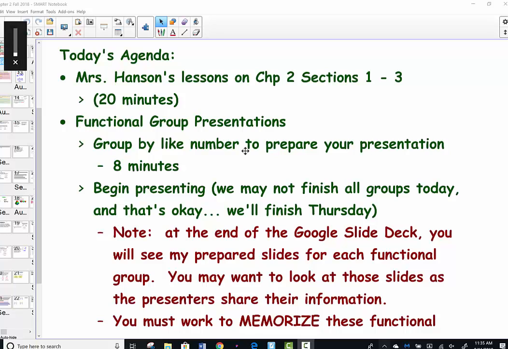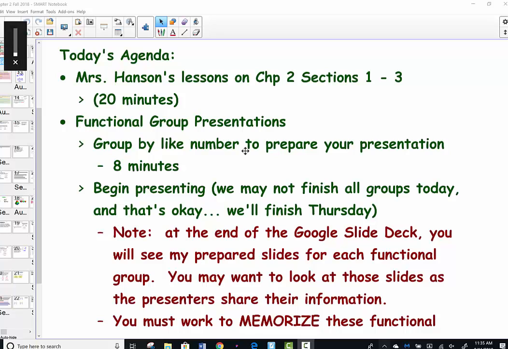I'm going to estimate 20 minutes or so for my pre-lesson. Then I'd like to invite you to get into groups by your number, your functional group. So if your functional group is a ketone and an aldehyde, you'll meet with others for the same topic. And we'll just kind of arrange ourselves to have a conversation with each other to prepare what we want to say and who's saying what, and did we have similar notes, and just kind of shore up content with one another. When we're finished preparing, we'll start our functional group presentations.